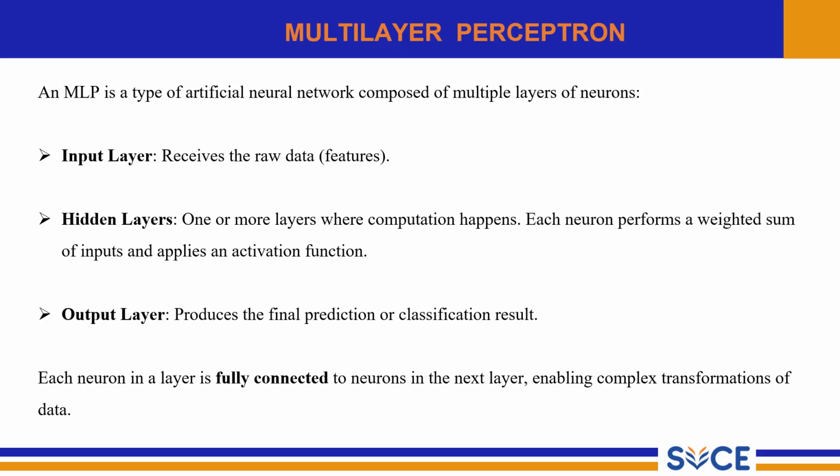Each neuron in one layer is connected to every neuron in the next, which allows the network to model complex relationships between inputs and outputs. Together, these layers form a flexible and powerful system capable of learning from data and making intelligent predictions.